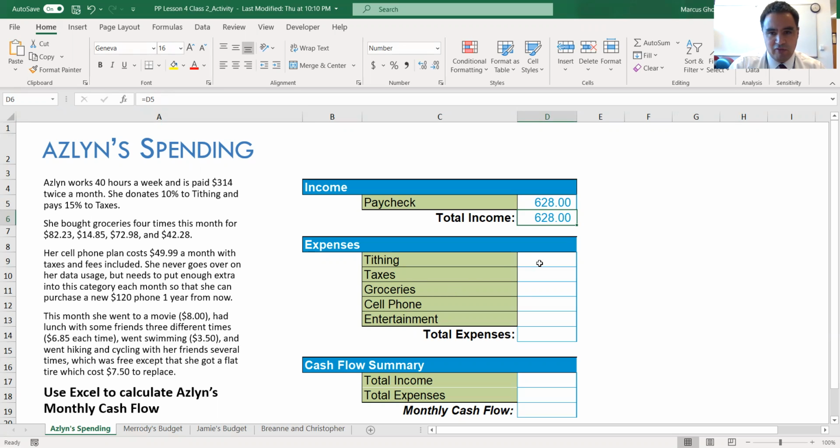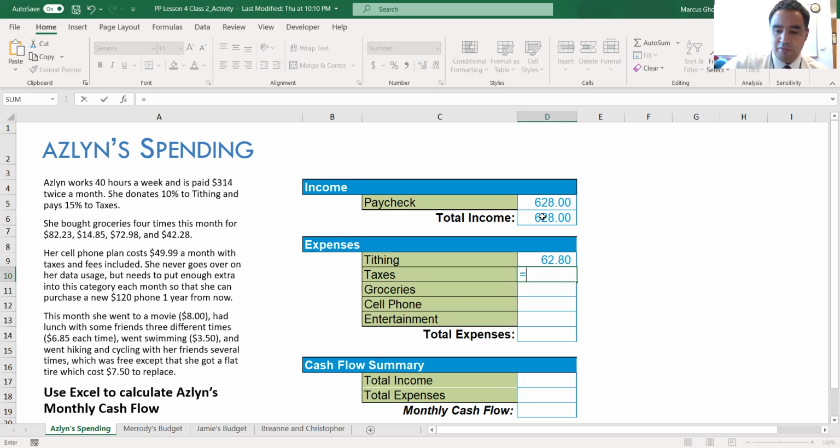Let's use some of these formulas in Excel. Her tithing is 10%, so equals 0.1 times, and then you go up to where her total income is. She pays 10% of tithing on her income. Hit enter, and that formula will take, so that's 62.80. Her taxes is 15%, so I'm going to put 15% as 0.15 times her income.